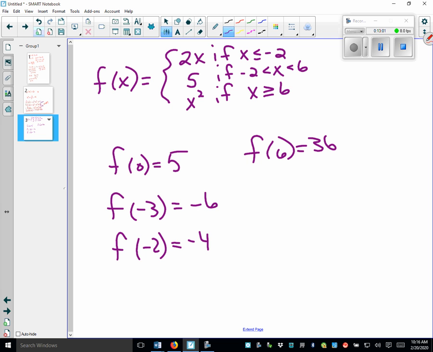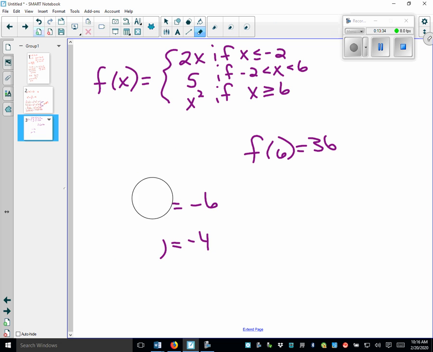Okay, now, what if I ask you to graph that function? That function that you're given. How many functions are up there? No, one. There's one function there. One function. Right there. Right? Let's graph it.